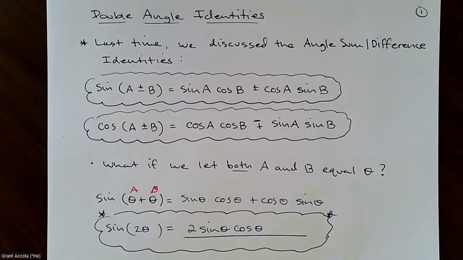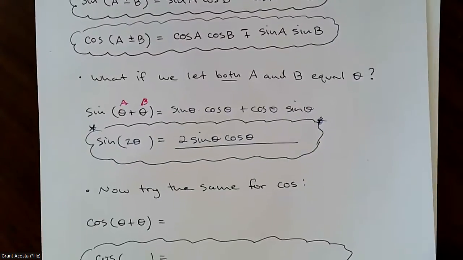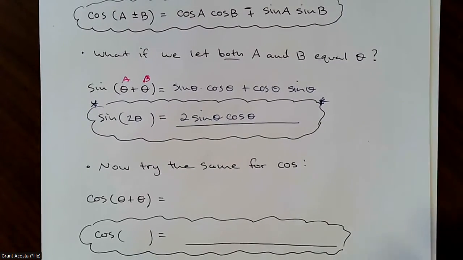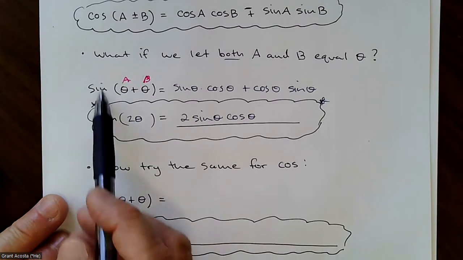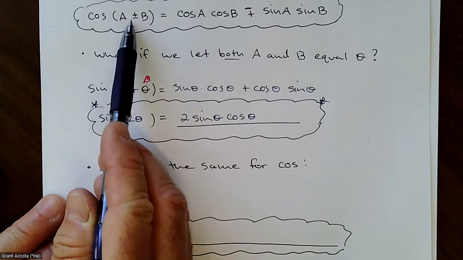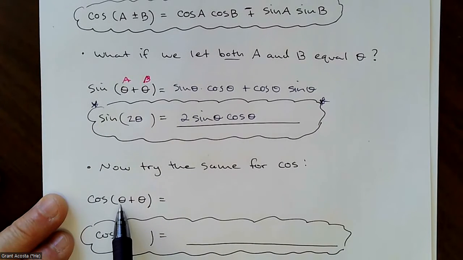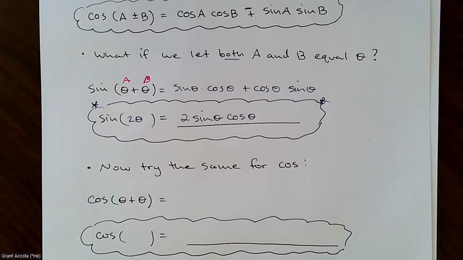There's another double angle identity for cosine, which you could find in basically the same way, where you use the identity for cosine of A plus B and just replace both A and B with theta. So it might be good to pause the video, try that, and see what you get.